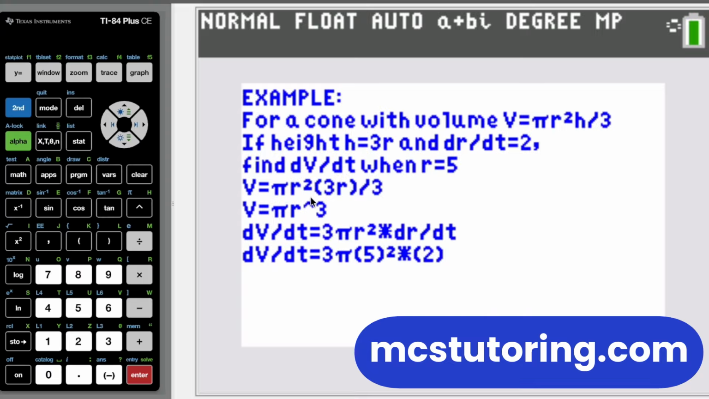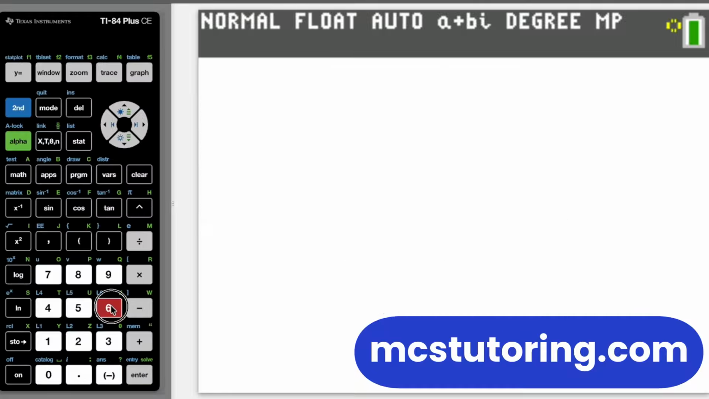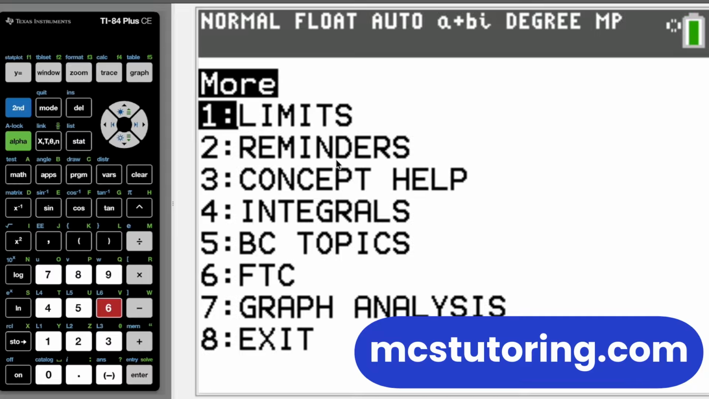It works out to be V equals pi r cubed. So then dV/dt is going to be 3 pi r squared times dr/dt. And we said dr/dt is 2. We're going to substitute that in, and there we go. I didn't solve it. I just got you through enough so you can figure it out. Let's go back. So that was the concept help.